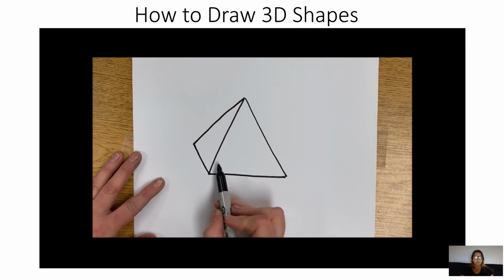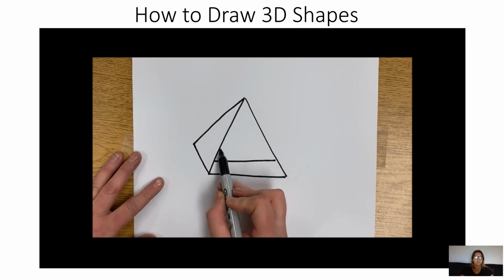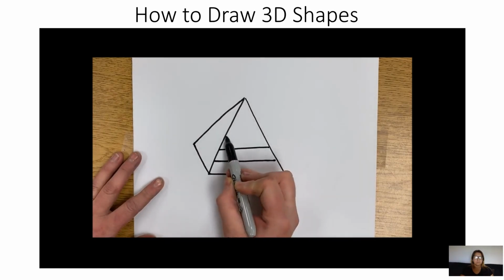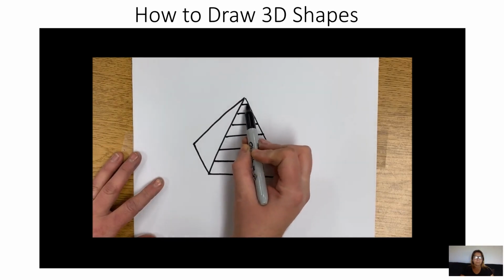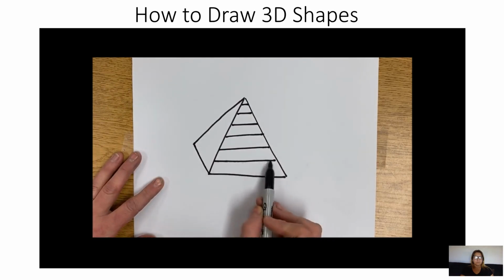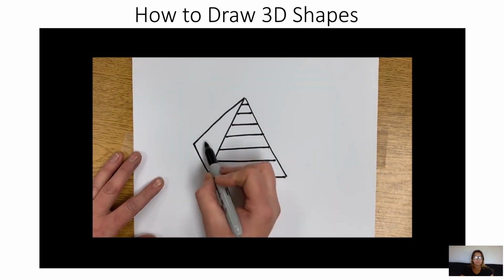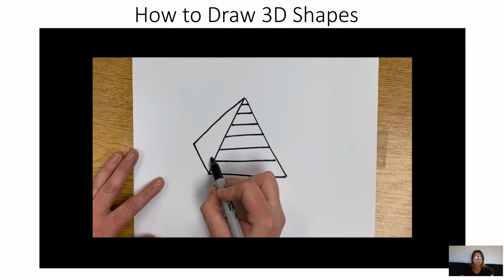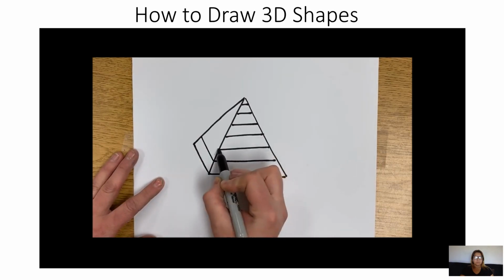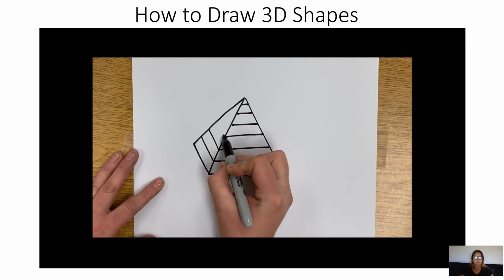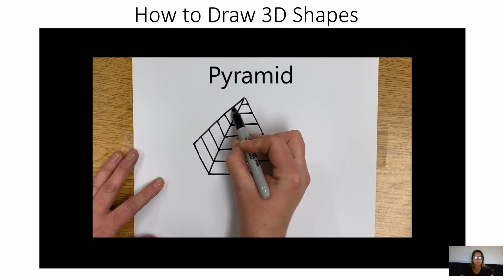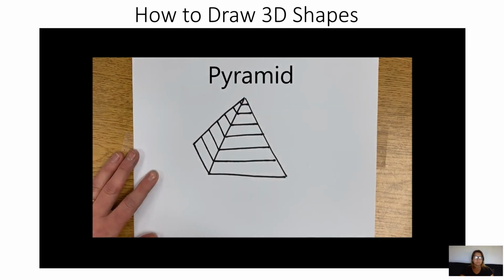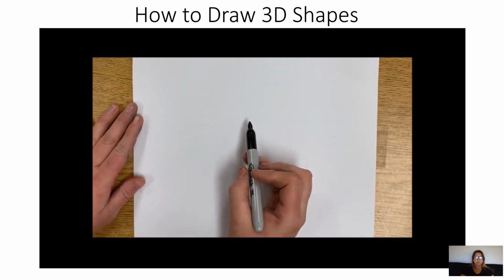Now, if you wanted to add lines to it, like the pyramids of Egypt, you would draw horizontal lines that go straight across. And these ones, see how these are the same as here? The ones over here would go in that same diagonal direction, starting from the corner of each one. Just like that.